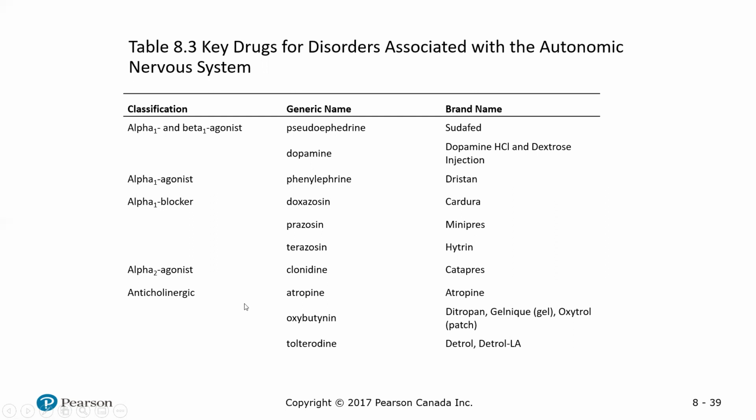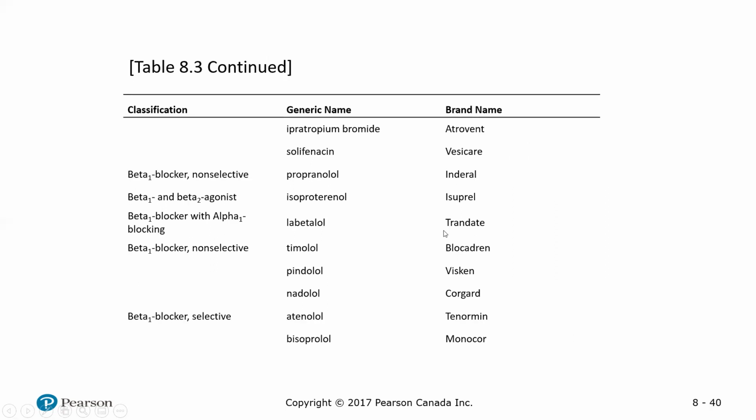Anticholinergics are atropine, oxybutynin, and tolterodine, ipratropium bromide, solifenacin. Beta blocker, non-selective: they are not selectively blocking something. That is propranolol. This is a very, very commonly used drug. We need to remember the brand name for propranolol, it is important. Ipratropium is important. It's Atrovent.